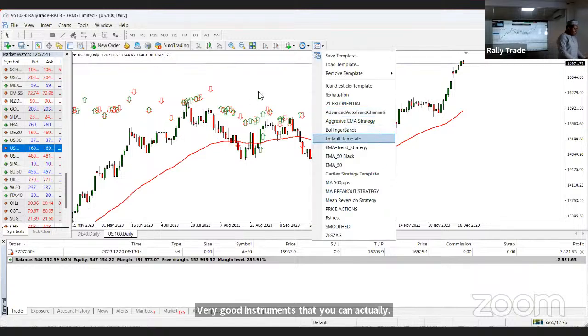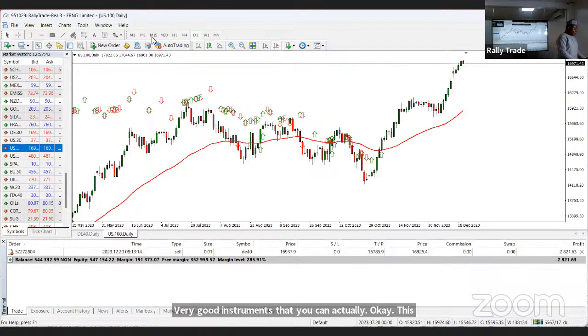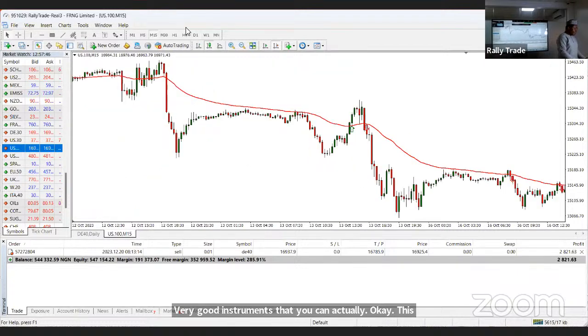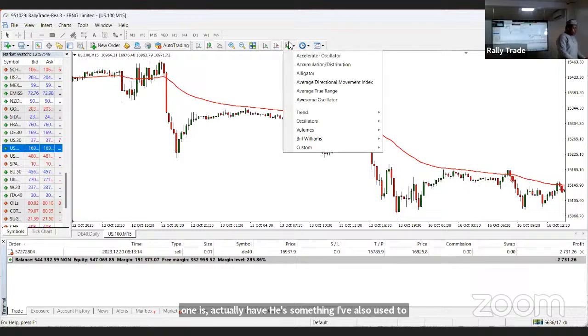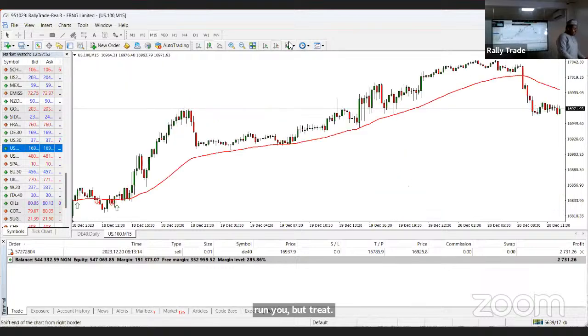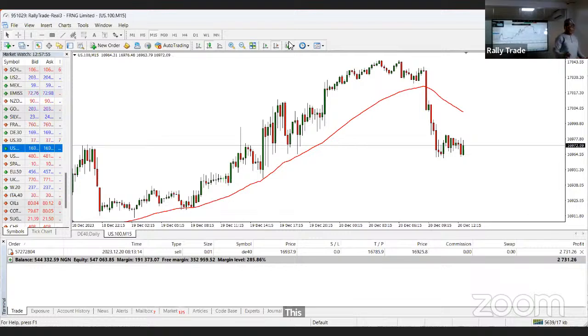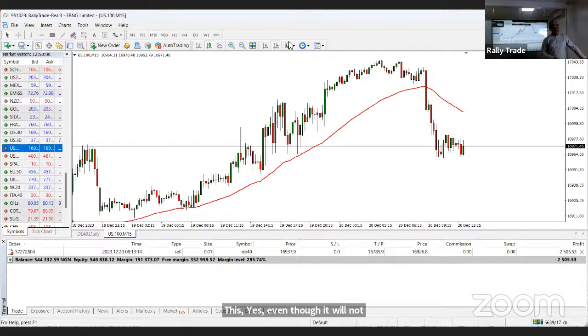This one is an EMA strategy. This indicator actually has software that you can also use to run your trade. It is compatible with phone, even though it will not draw those arrows on phone. If you understand the strategy, you can use it on phone. This strategy that you see now, if you know how to use it, can generate thousands of dollars. I'm telling you. But it is best used on M15, on US 100.